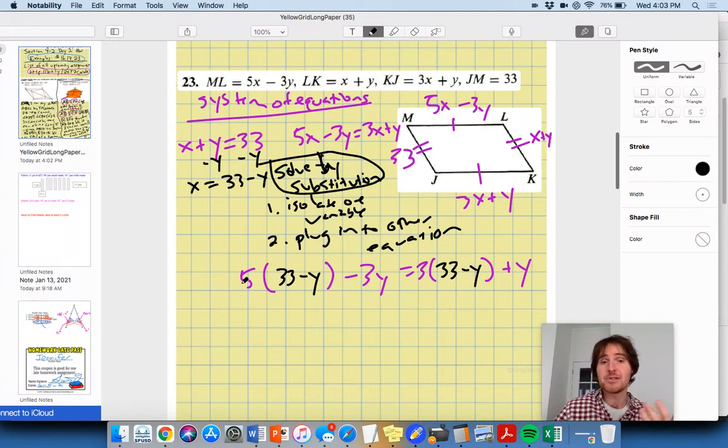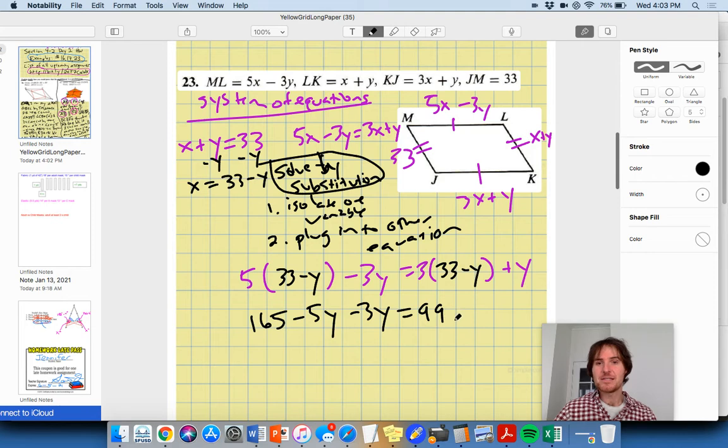Here I would distribute first, distributive property of multiplication over addition. 5 times 33, well, 5 times 30 is 150. And then add 15 to it, since 5 times 3 is 15, so that's 165 minus 5y minus 3y. 3 times 33 is 99. 3 times negative y would be minus 3y. And then we got plus y there. So we distributed, got rid of our parentheses. Now we can combine like terms and solve like you've done hopefully plenty of times in algebra before.